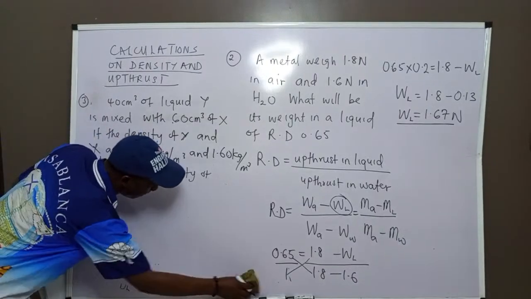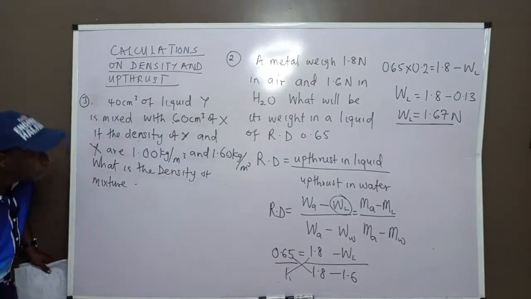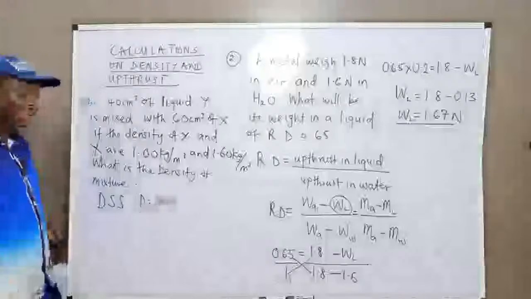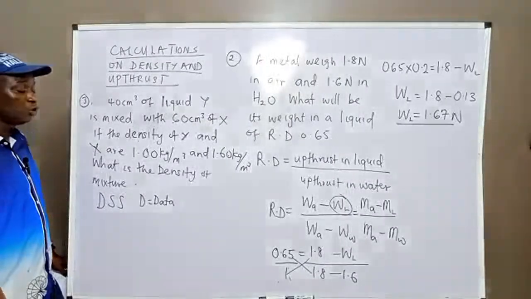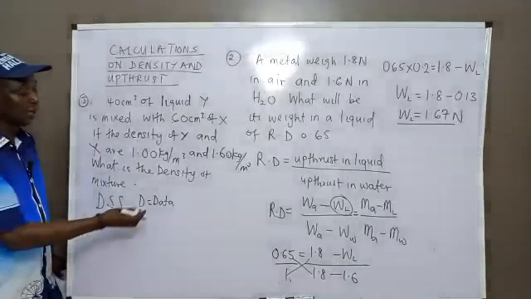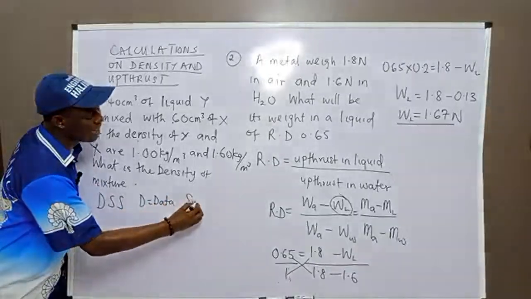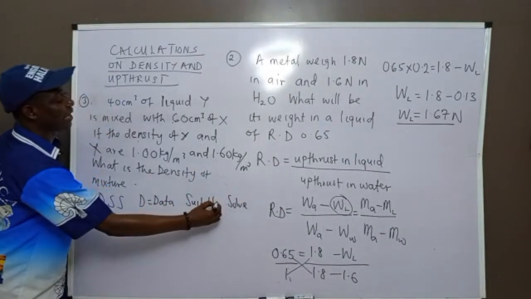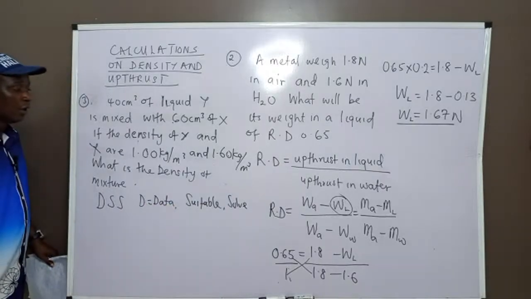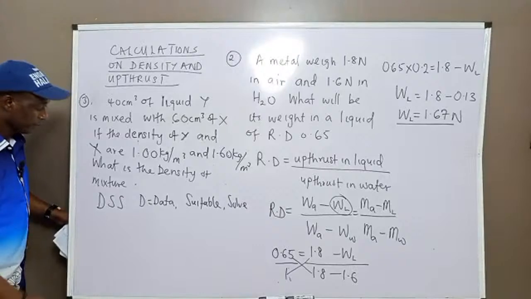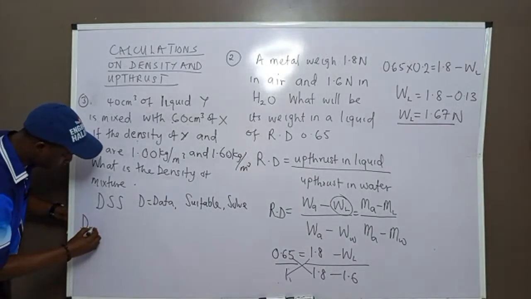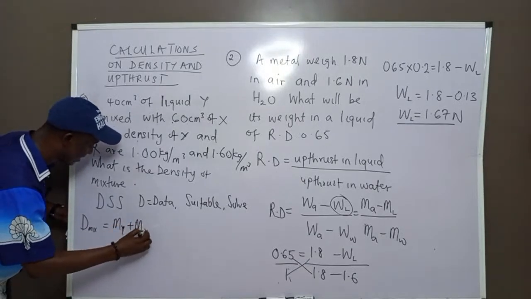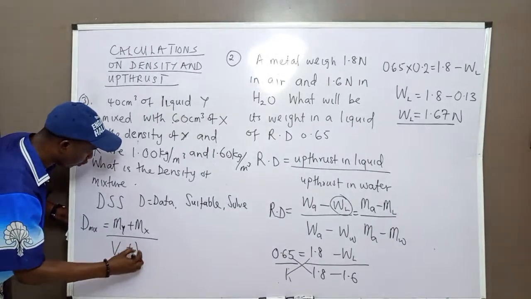Now, I gave you, go and ensure you watch, because what we use in solving a question is that you can carry a diagram. It's a diagrammatic question, maybe in the diagram you can illustrate better. You take your data, then you choose a suitable formula. This is a suitable formula. Then you solve. Those are the three things we need to solve a question. Now, density of mixture is equal to mass of Y plus mass of X over volume Y plus volume of X.